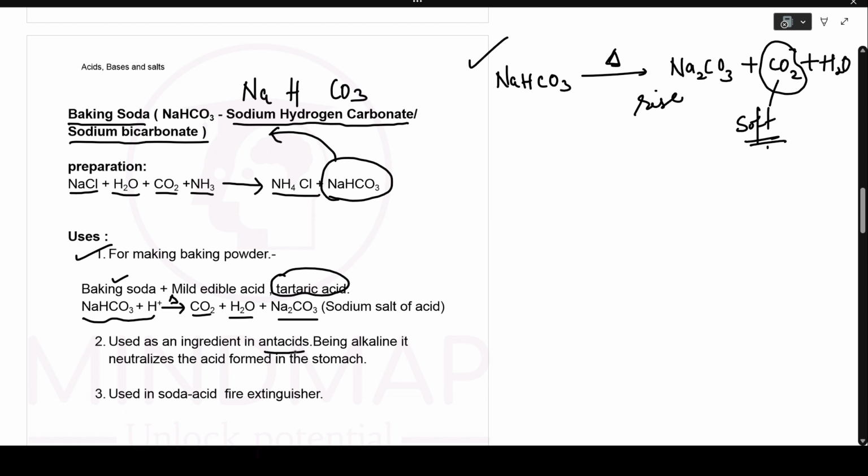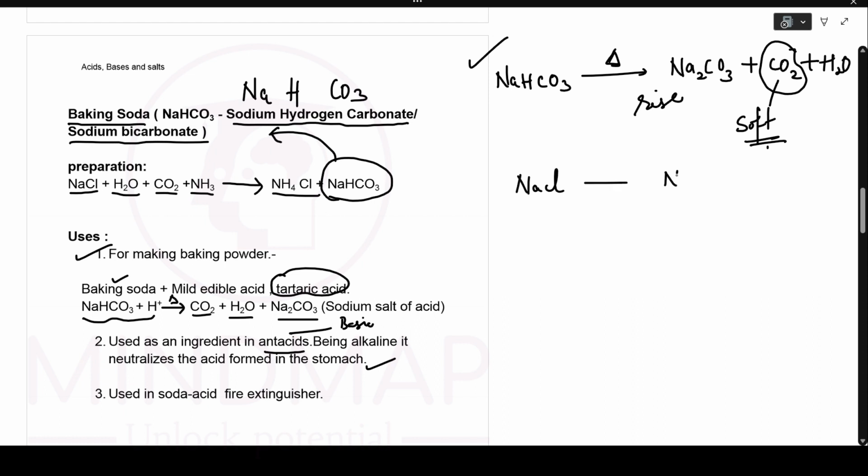We learned what antacids are. Antacids are basic in nature. So whenever somebody feels acidity, you eat antacids. Being alkaline in nature, they neutralize the acid formed in the stomach. Next, it is used in soda acid fire extinguishers. So this is the third product we learned that we get from NaCl.